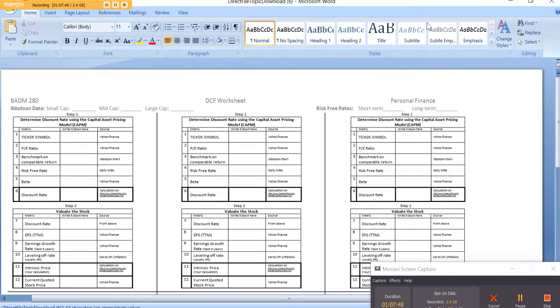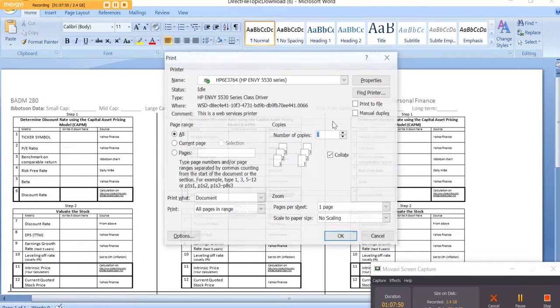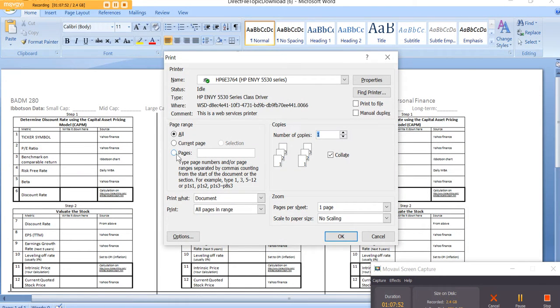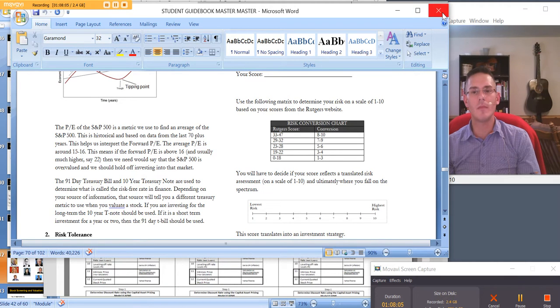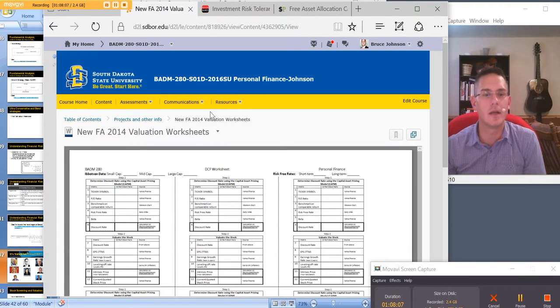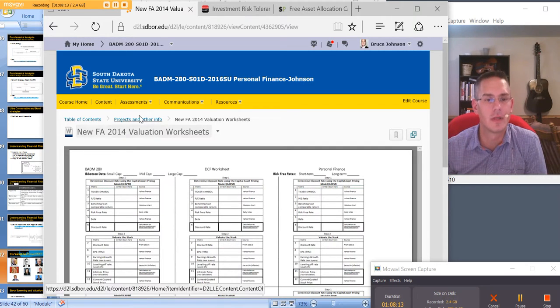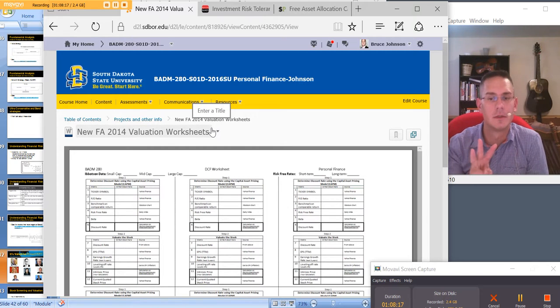Wait for that to come up. I'm going to hit Control Print, and pages, we're going to do 3. Oh, whoops, we'll leave it at all. We're going to do 3 copies. I'm not going to do that because I've already done it. So again, you're going to need 3 copies of this new fall 2014 valuation worksheet that's found in projects and other info on D2L. 3 of them.